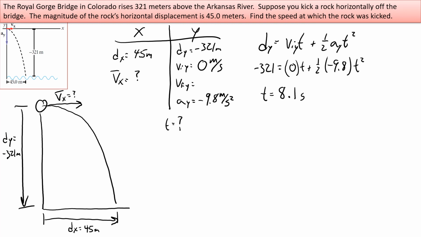That's a long time for a rock to be falling off the cliff. That was a super tall bridge. Did you see that on the last slide? 8 seconds. Count to 8 really quick for yourself. Yeah, that's a long time. That's a very high bridge.